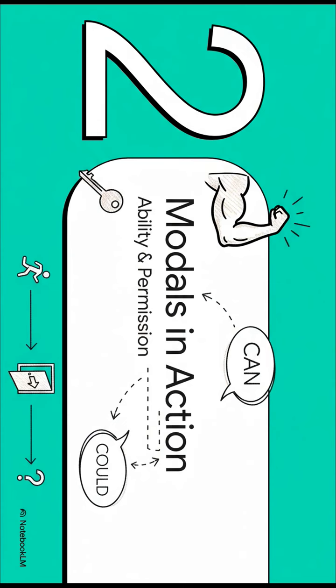All right, now that we've got the rules down, let's see these things in action. How do they actually work in a real conversation? We're going to start with 2 of the most common ones you'll use every single day, can and could. They're all about ability and permission.